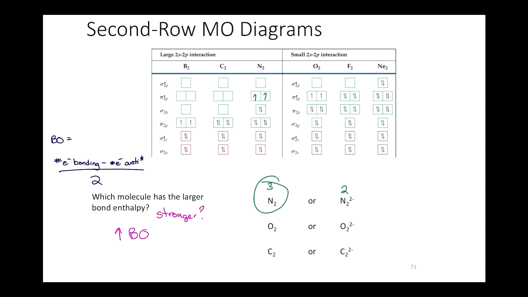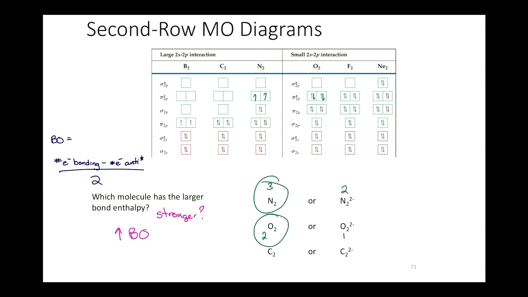Okay. Oxygen and oxygen 2 minus. So the bond order in diatomic oxygen is 2. O2 2 minus, we add 2 electrons. We're adding those electrons in pi star. So we are essentially weakening the bond. Bond order goes to 1. So the neutral oxygen also has the stronger bond, because we're just looking for higher bond order.